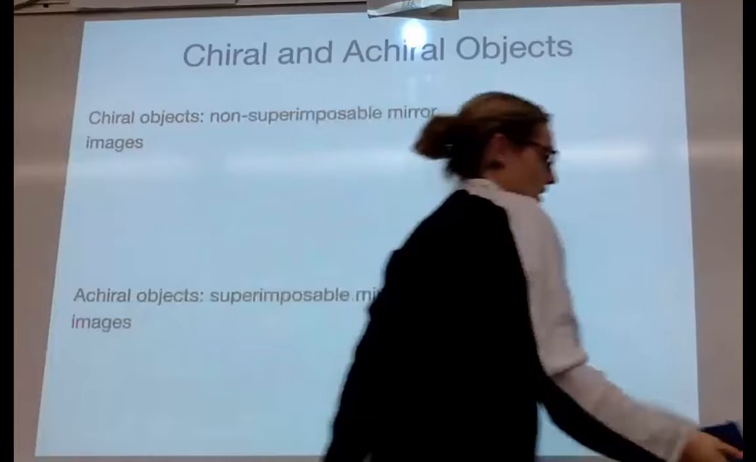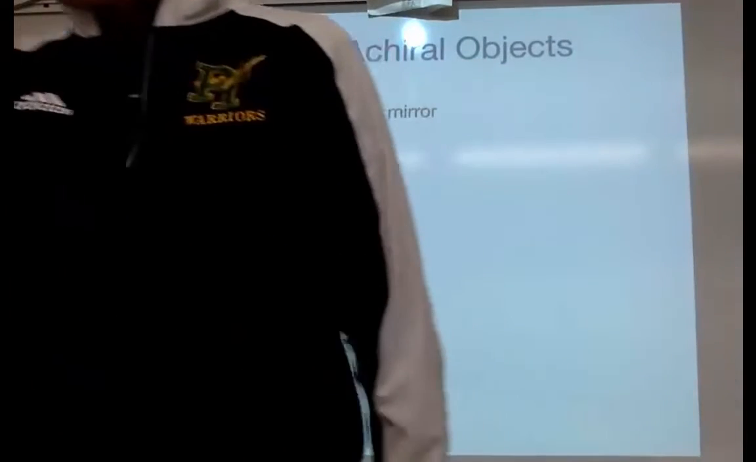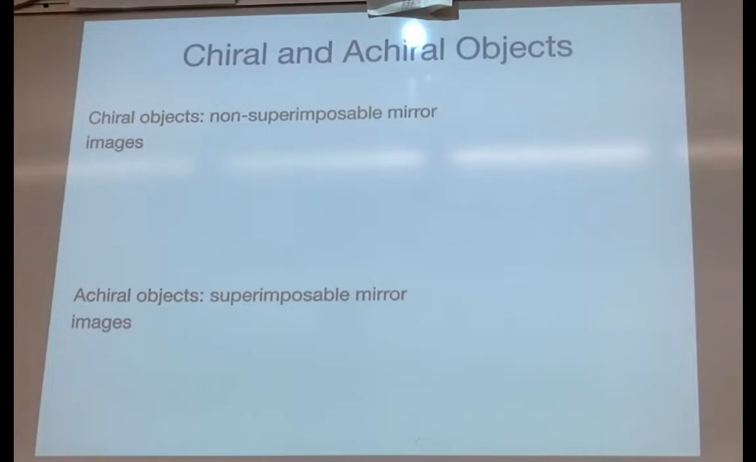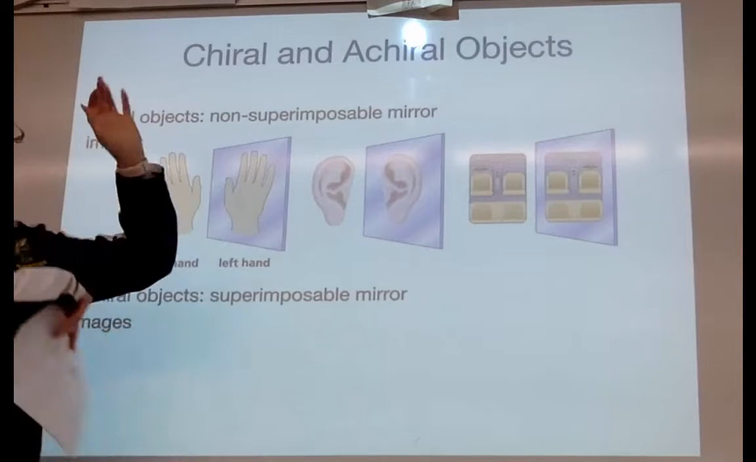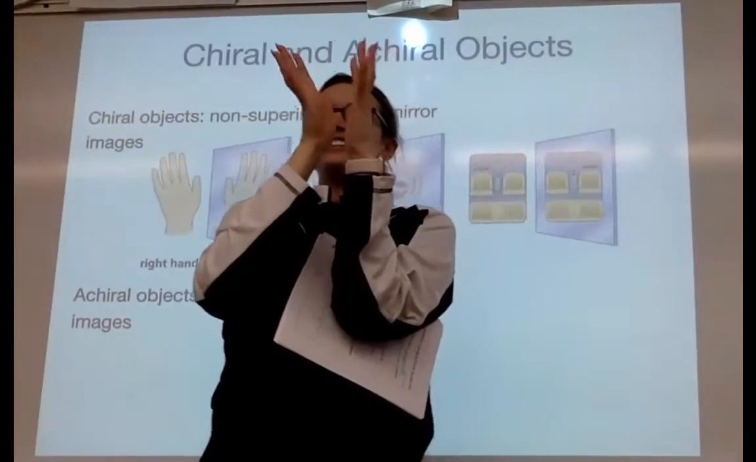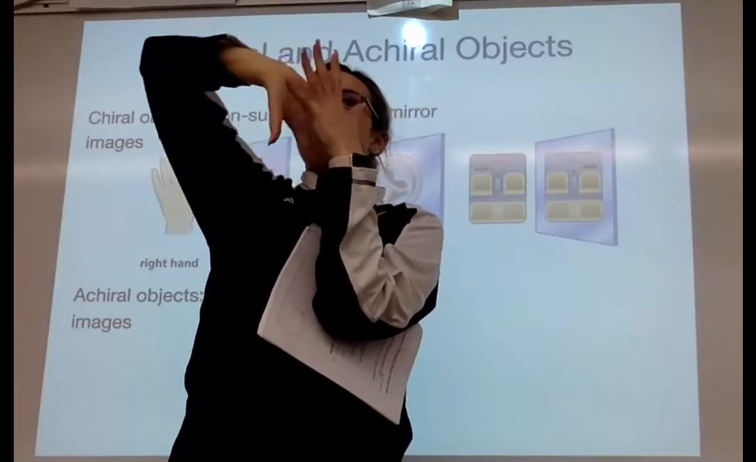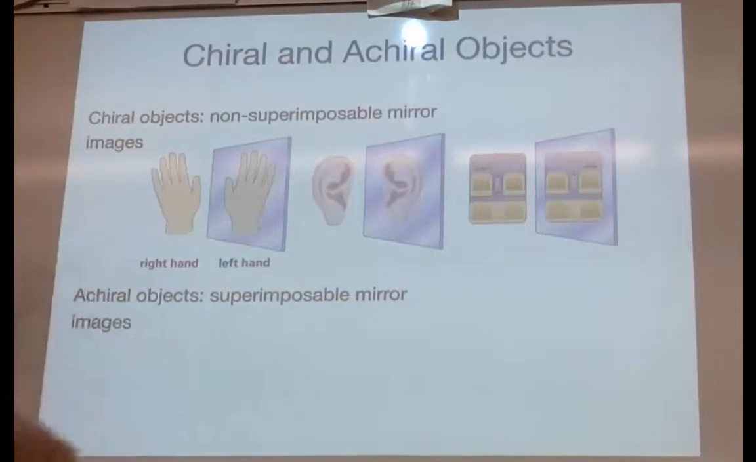When it comes to chiral and achiral, we looked at capital letters in the intro activity, and I was going through looking at capital letters with different groups. In general, chiral objects have non-superimposable mirror images. That means you cannot lay the mirror image on top of the original. Your right hand and your left hand are mirror images of each other. I cannot rotate one of my hands to lay it directly on top of the other and make it look identical. And so our right hand is chiral. Our left hand is chiral.